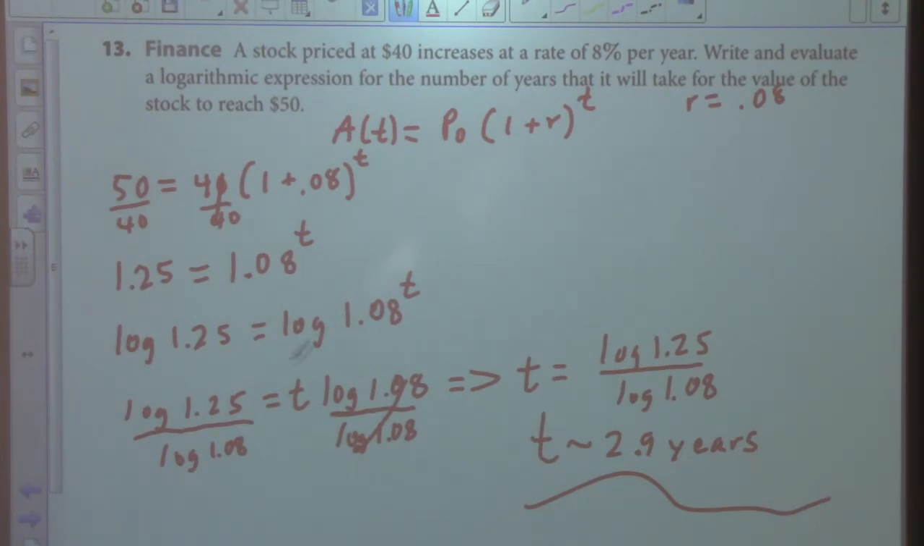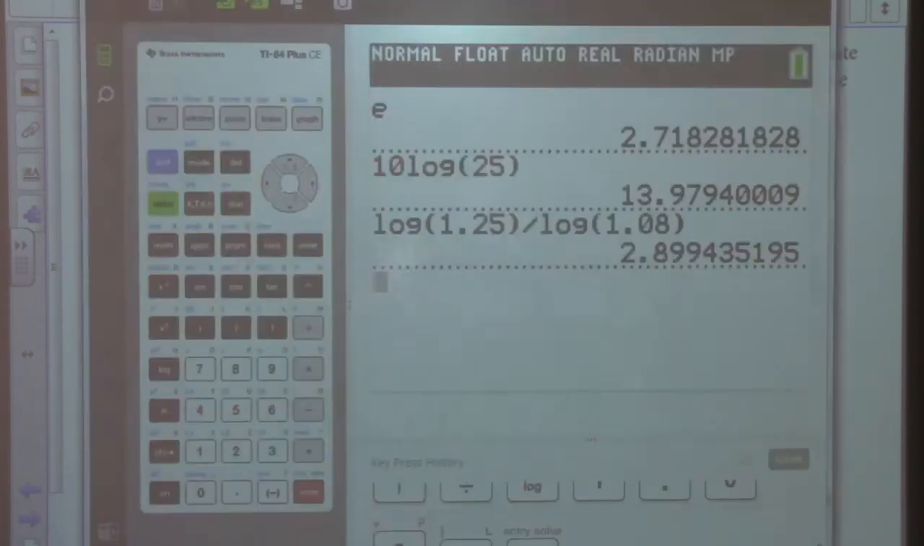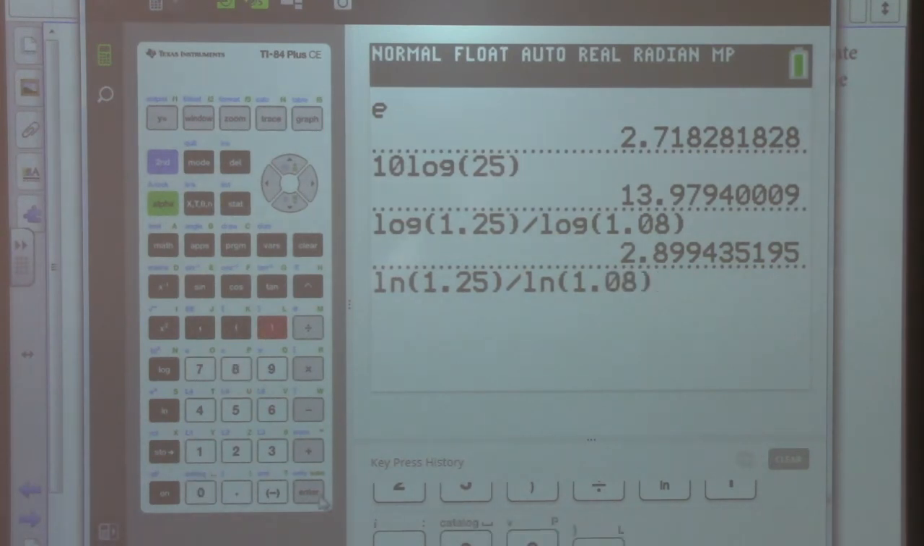And you notice that we did log, but could we have used a different type of logarithm than common log? Yeah. Because if we tried ln 1.25 divided by ln 1.08, are we going to get the same thing? Yeah, we are. So it ends up being a change of base formula, essentially. That's what that ends up being, okay?